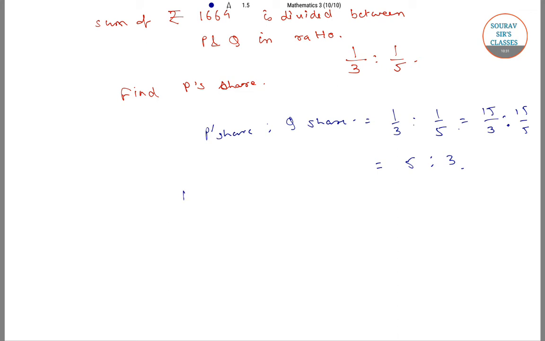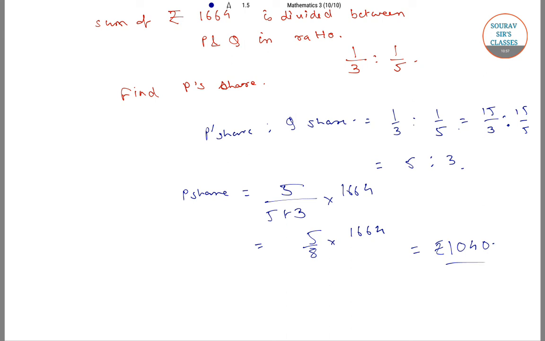Now then P's share is equal to 5 divided by 5 plus 3 into 1664, which is equal to 5 by 8 into 1664, which is equal to 1040. So share of P is equal to rupees 1040.